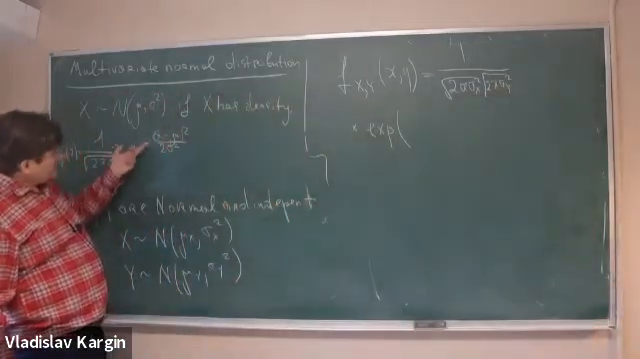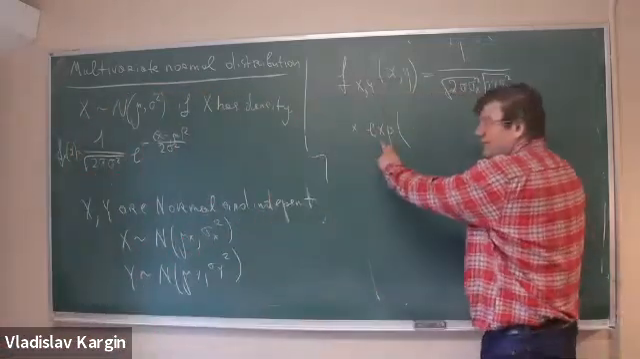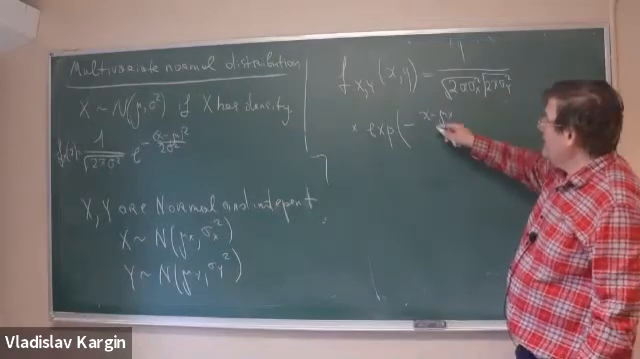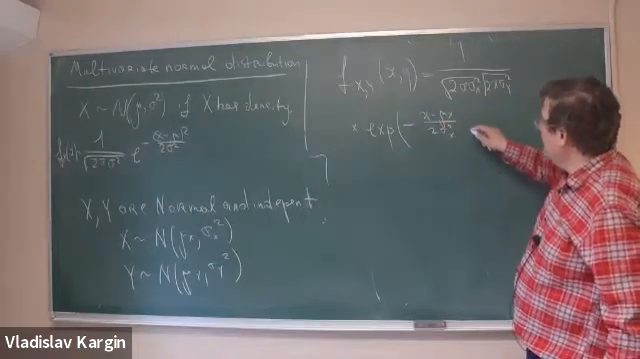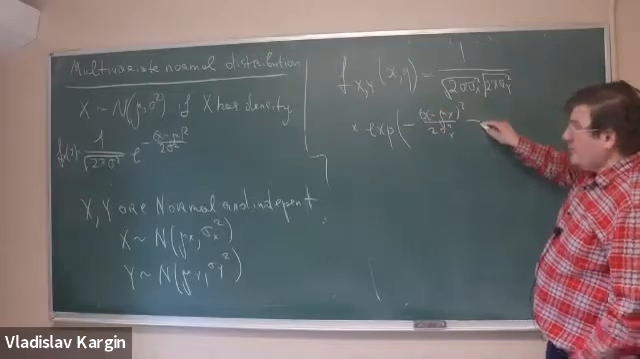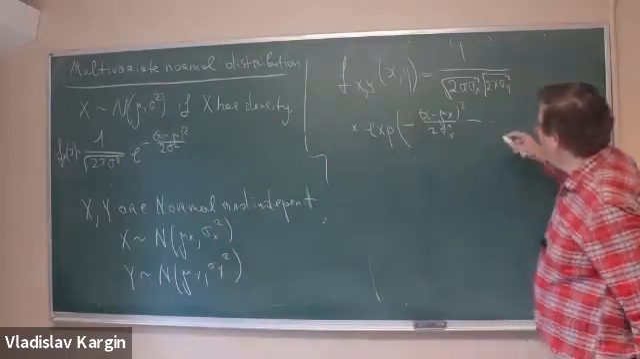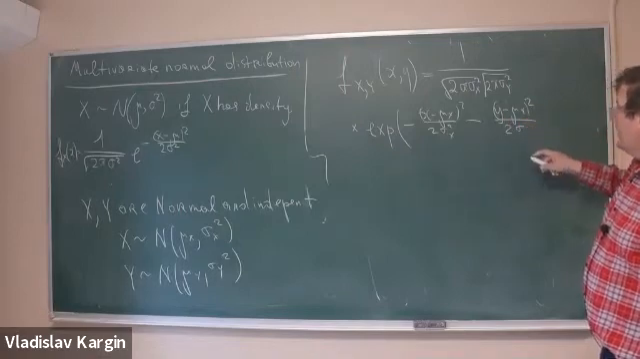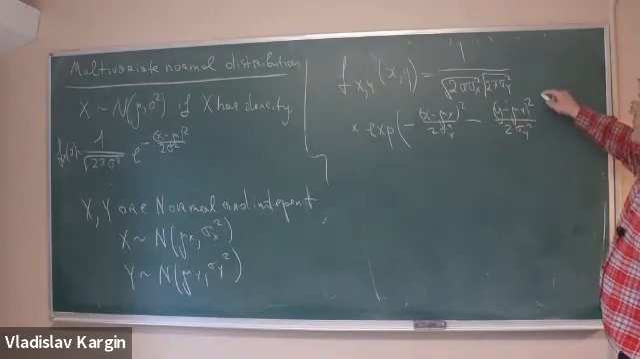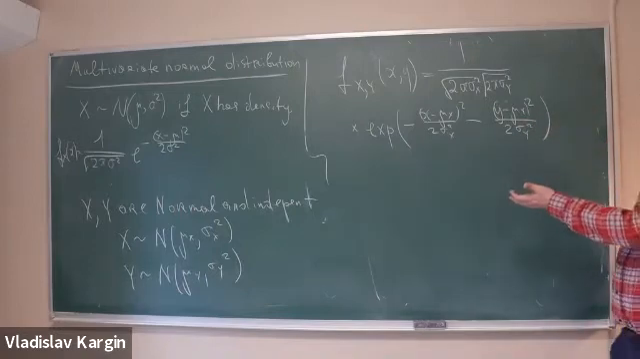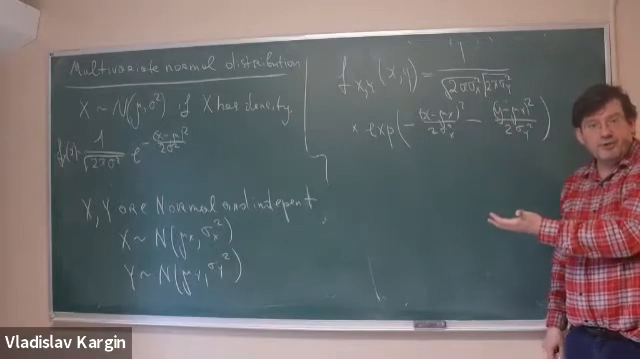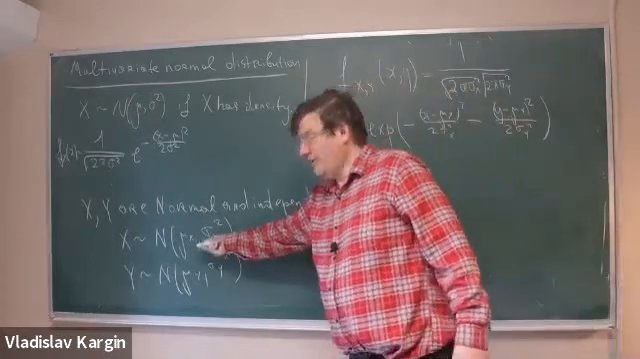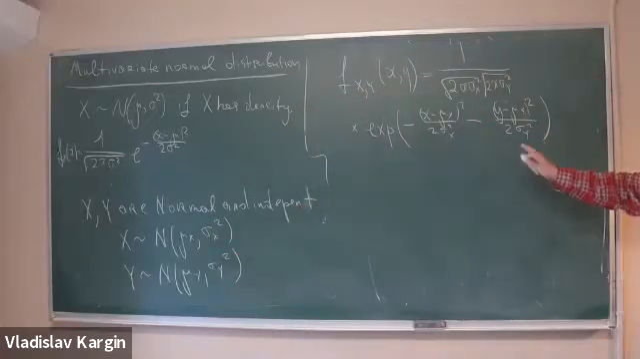It starts to become cumbersome. Let me write the exponential, which is the same thing: minus (x minus mu x) squared divided by 2 sigma x squared. And the product of exponentials is the exponential of the sum, so minus (y minus mu y) squared divided by 2 sigma y squared. Okay, so this is the case with two independent normal random variables, and here we have these parameters. So the formula is already cumbersome.